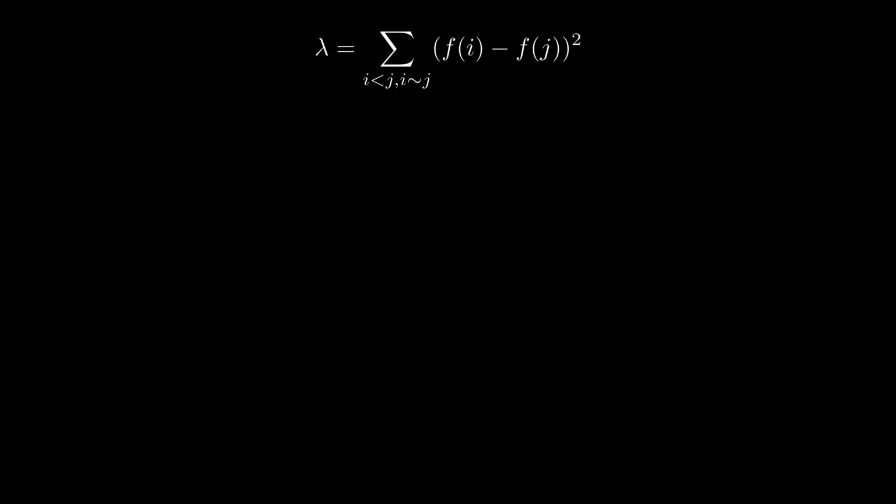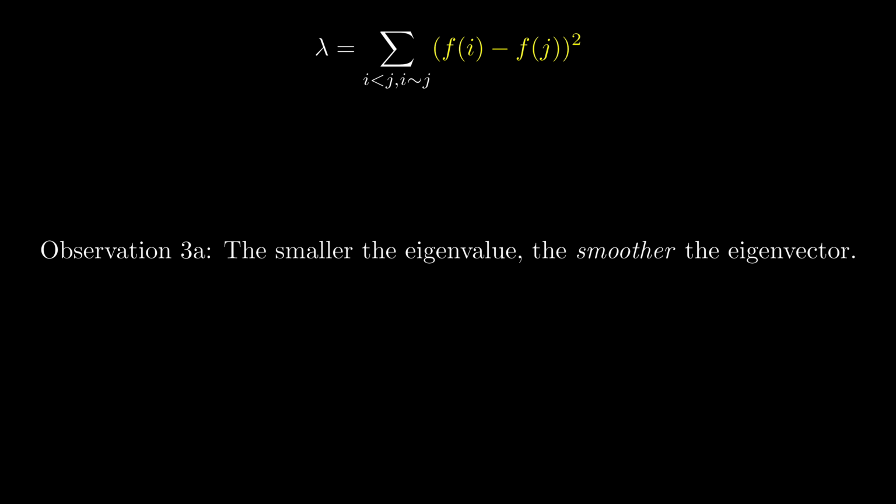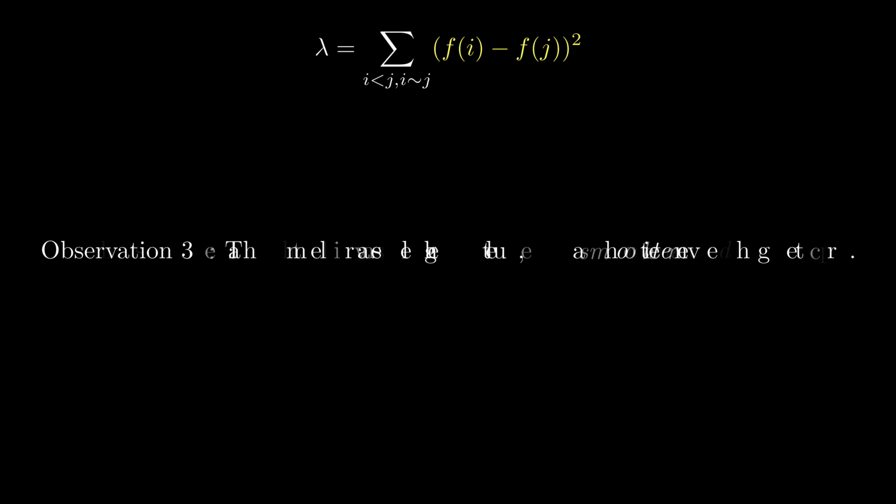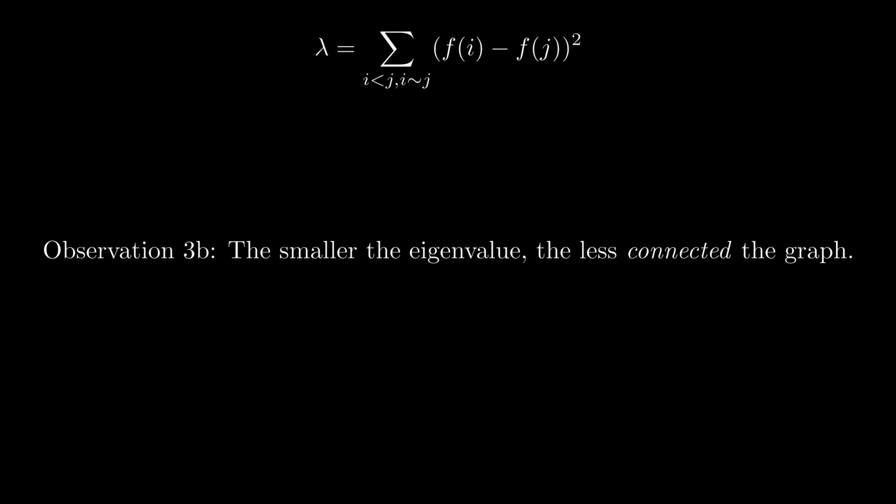The last observation is more hand-waving. For a given graph, the smaller the eigenvalue is, the smoother the eigenvector is. It is true because the smaller the difference between entries of the eigenvectors, the smaller the summation is. On the other hand, if a vector happens to be the eigenvector for 2 graphs, then the one with a smaller eigenvalue is less connected because you have fewer terms to sum over.